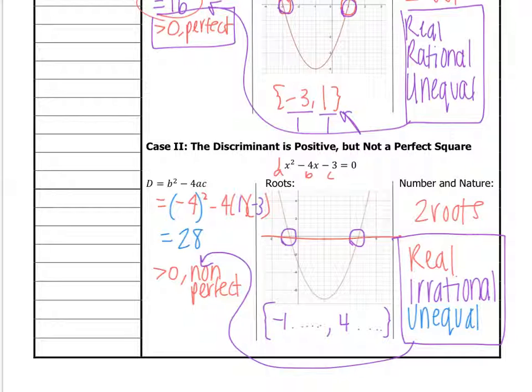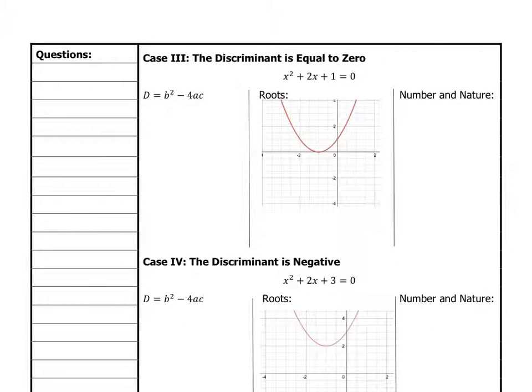We've got 2 more cases to take a look at, and then we'll do some practice, some examples where we can actually apply what we're learning. So case 3, we've got this quadratic equation, x squared plus 2x plus 1 equals 0. So put your 1 in front, label a, b, c, and calculate your discriminant, b squared minus 4ac.